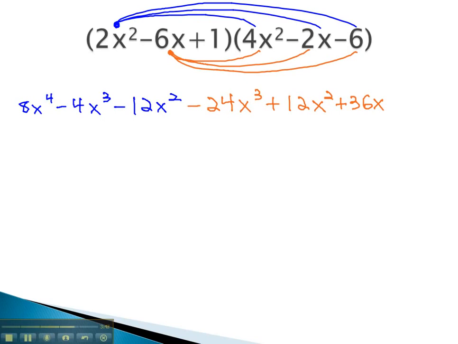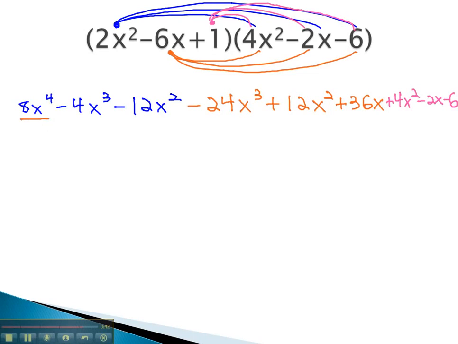Now we will distribute the 1 through. 1 times 4x squared is 4x squared. 1 times negative 2x is negative 2x. And 1 times negative 6 is negative 6. We end up with lots of terms and almost no space. The next step is the same. We need to combine like terms.